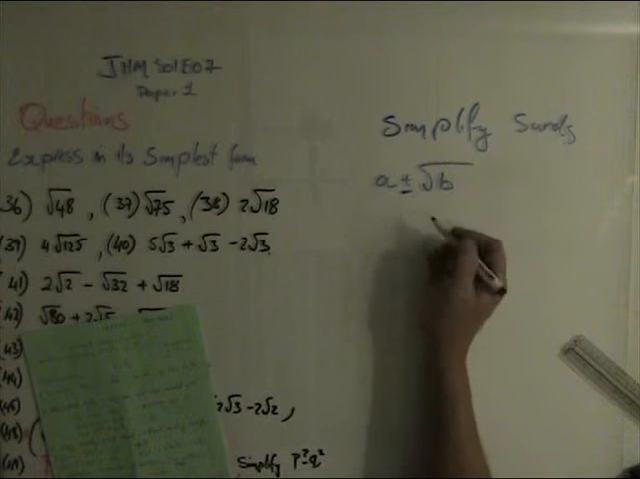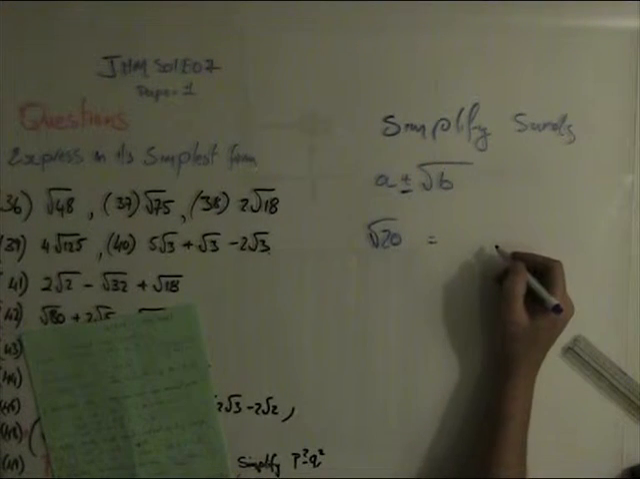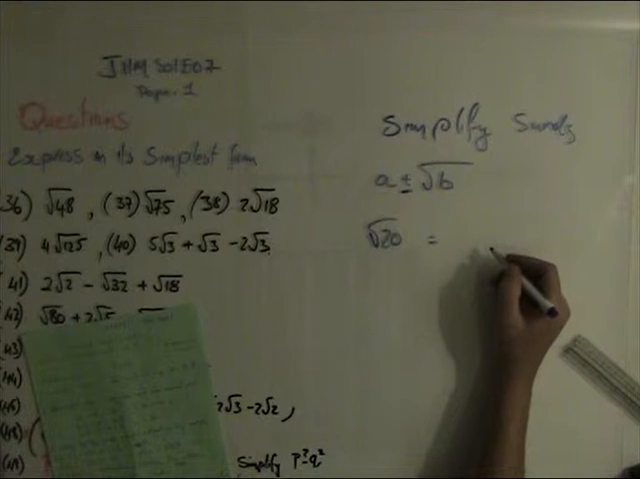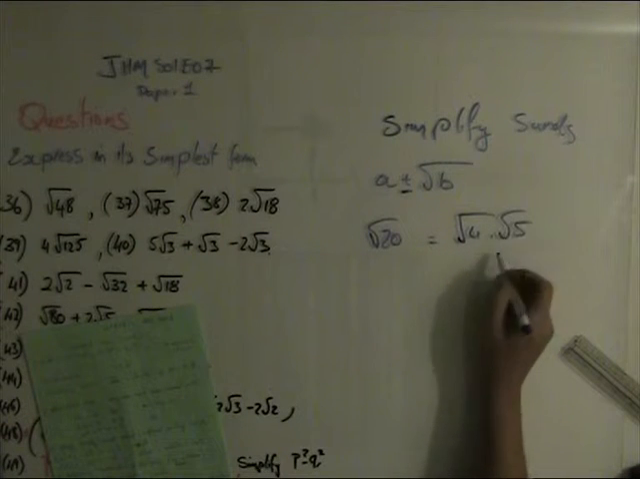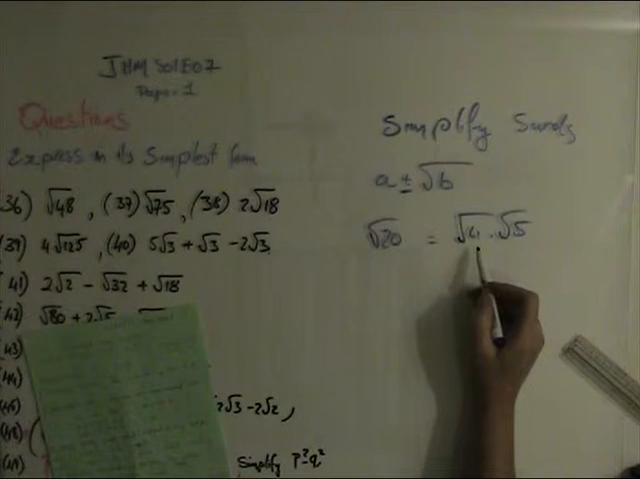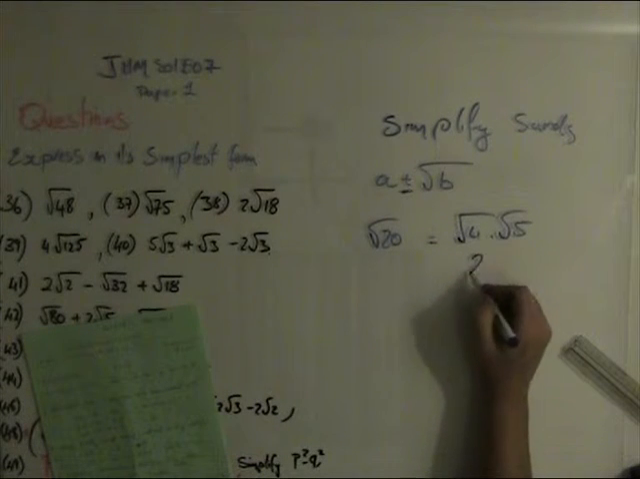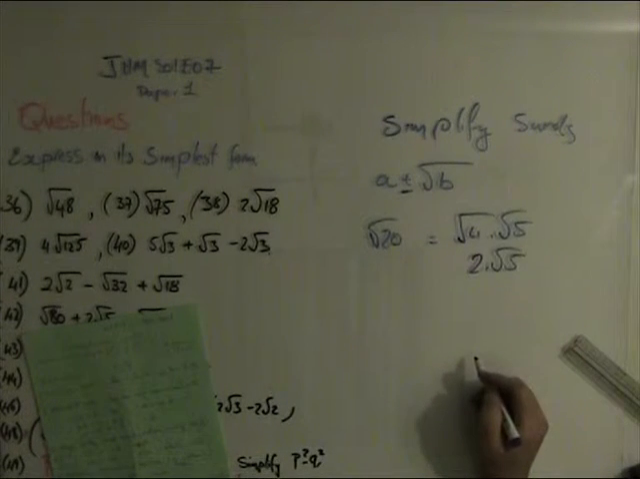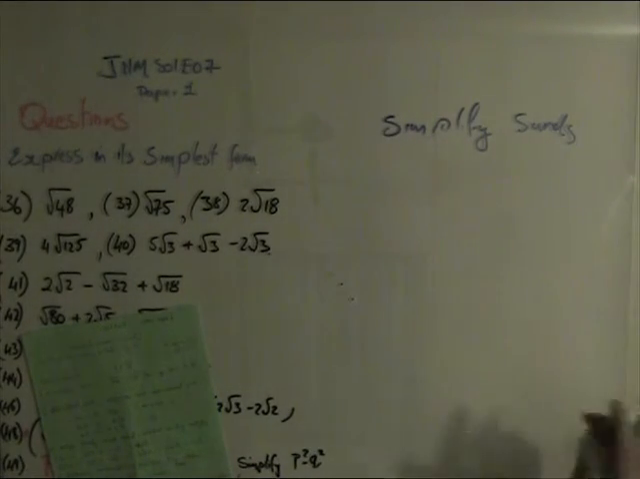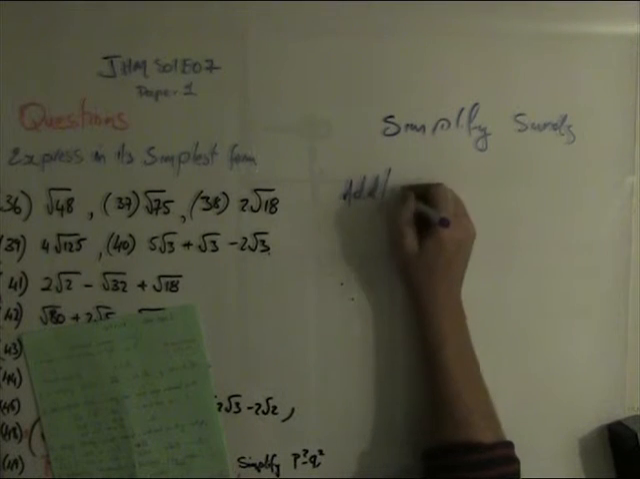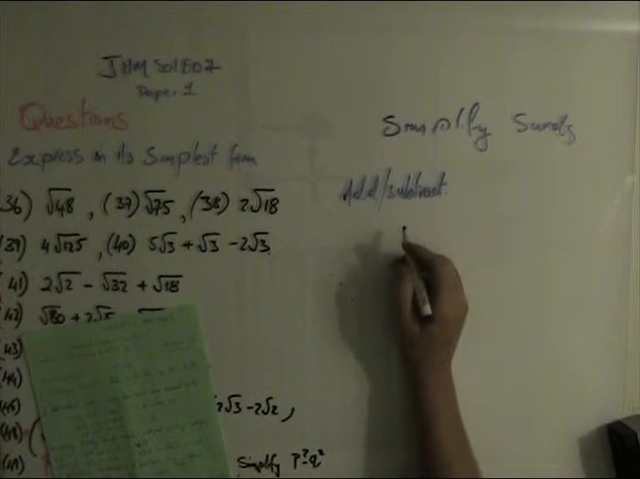For example, let's break down something. Root 20. Through multiplication, root 20 is equal to root 4 times root 5. Do you see? That means 2 times root 5 is the answer to that. Moving on, simplifying surds: adding and subtracting surds. Adding and subtracting are really the same thing, because we have minus numbers, subtracting and adding.